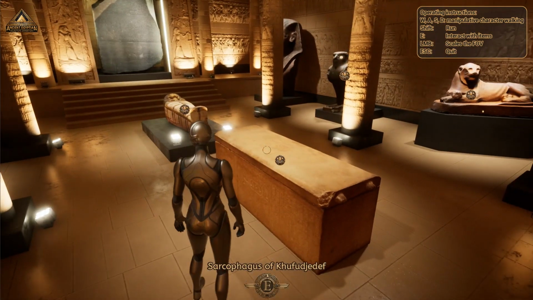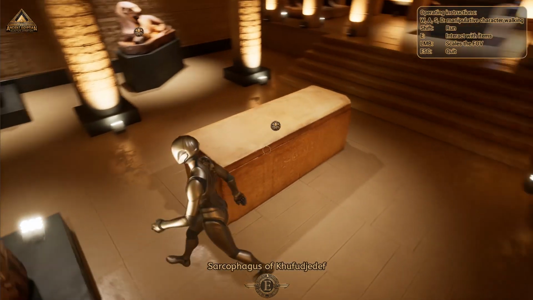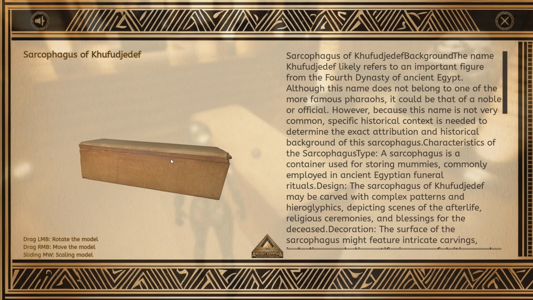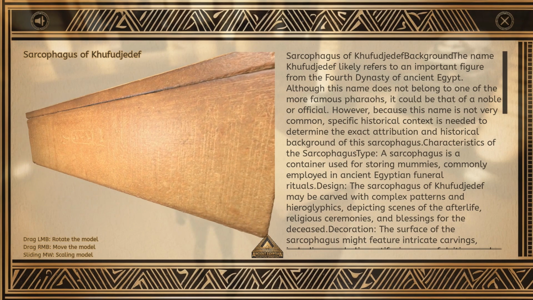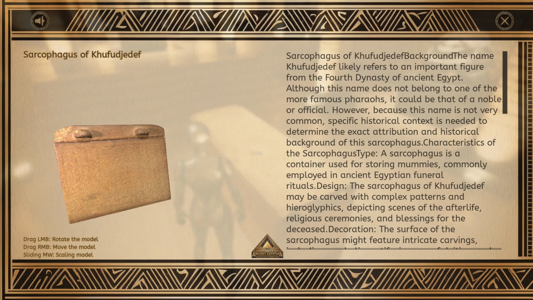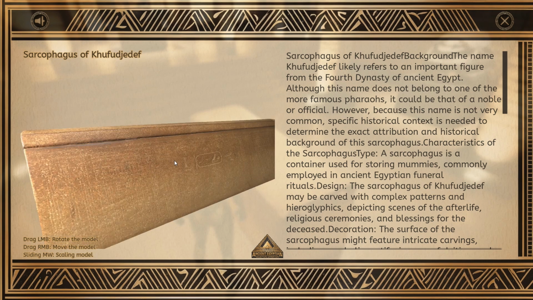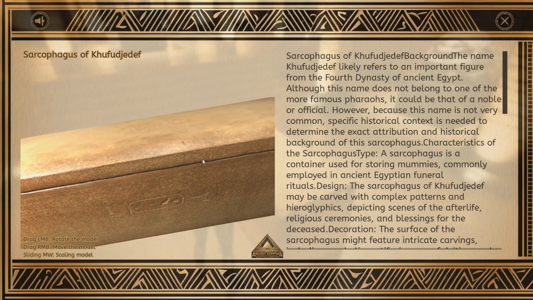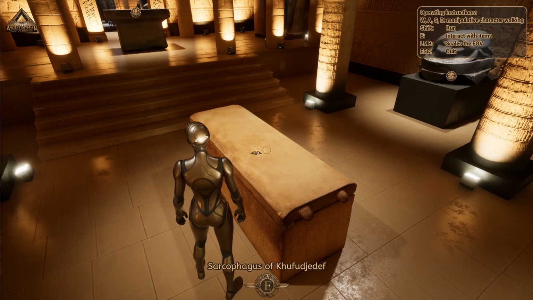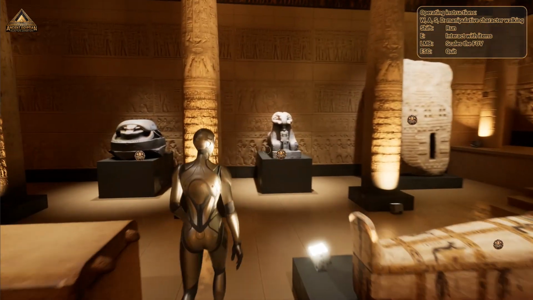Let's take a look at this very textured sarcophagus. As you can see, the surface of the sarcophagus has very clear and detailed textures, and under the lighting, its texture is quite impressive. The name Khufujadef likely refers to an important figure from the 4th dynasty of ancient Egypt. Although this name does not belong to one of the more famous pharaohs, it could be that of a noble or official. However, because this name is not very common, all right, let's take another look around at the surrounding sculpture.